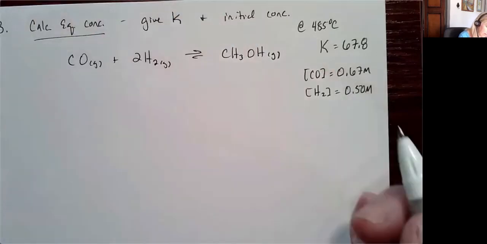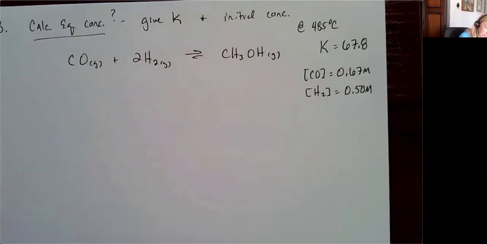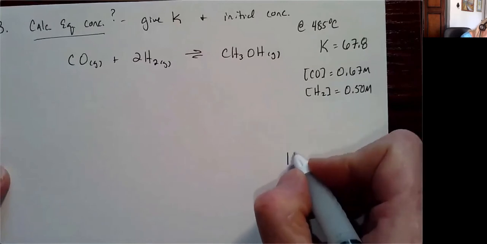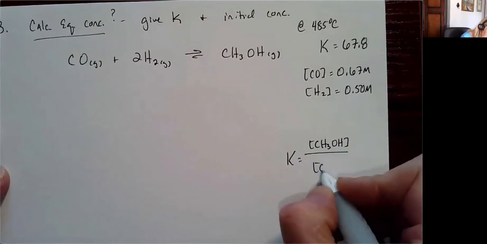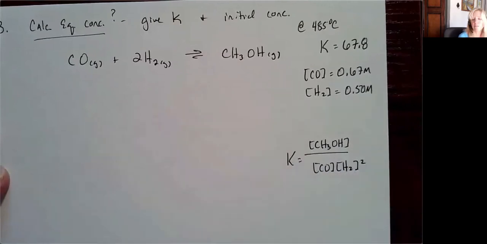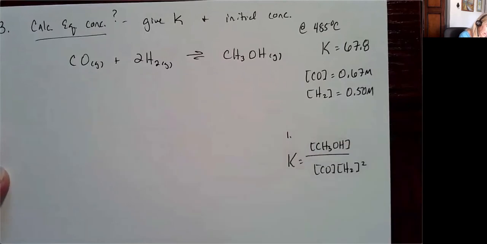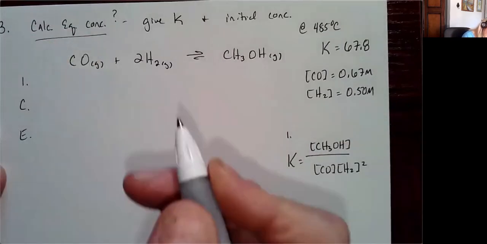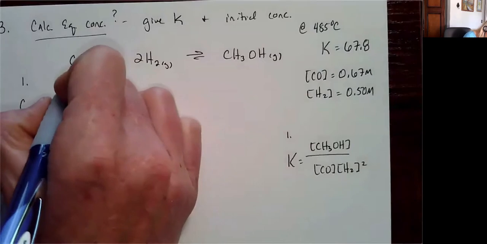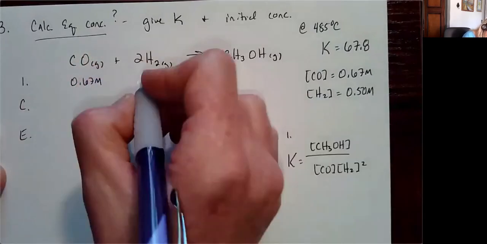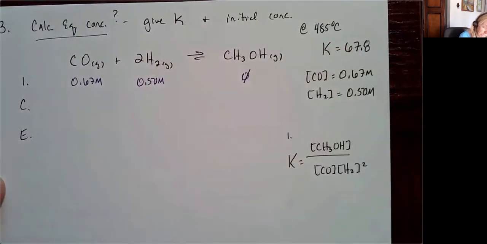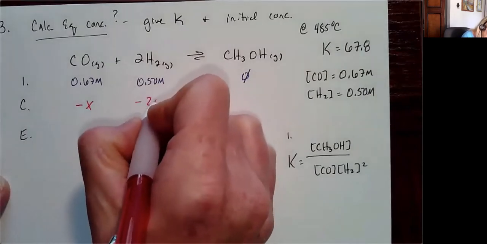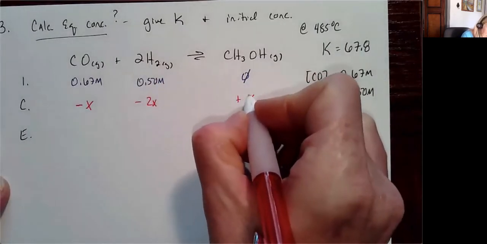So I'm going to calculate my equilibrium concentrations. I'm going to write down my law of mass action. So K is going to be equal to CH3OH over CO times H2 squared. So I'm going to write down my law of mass action, and then I'm going to set up my ice table. My initial concentrations here, I have 0.67 molar, I have 0.50 molar, and my assumption here is I haven't made any of that. My change, this is going to be reduced by some amount, this is going to be reduced by 2 times some amount, and this is going to be increased by some amount.